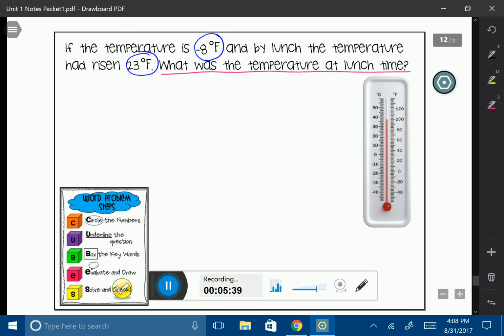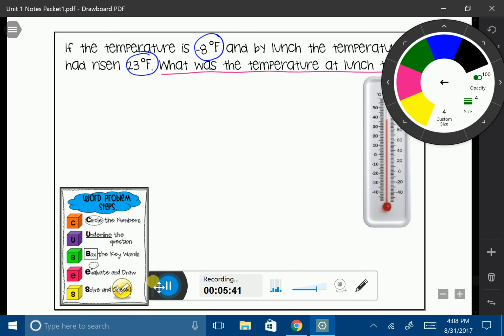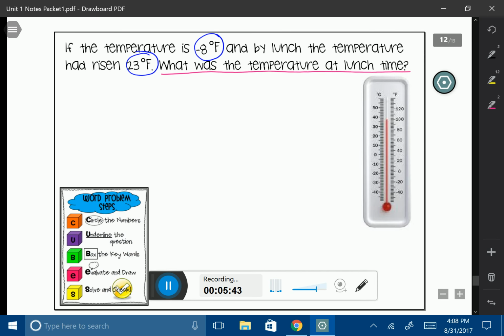Box the key words. Let's go ahead and box the key words. Let's see what we have here. I would say that "risen" is a pretty important word, right? That was similar to the last problem. If it rises, you're going to be increasing something. Okay, evaluate and draw. All right, well, you can use a thermometer to help you here.